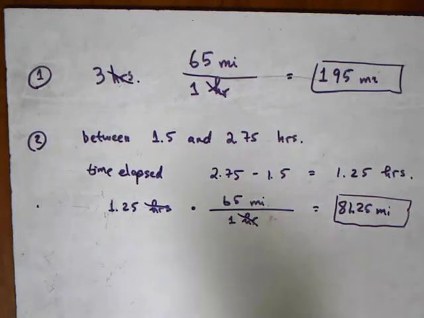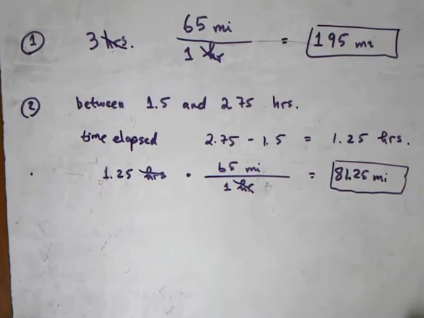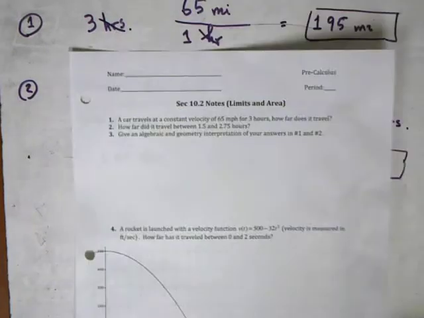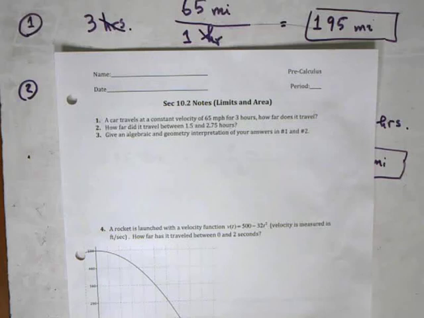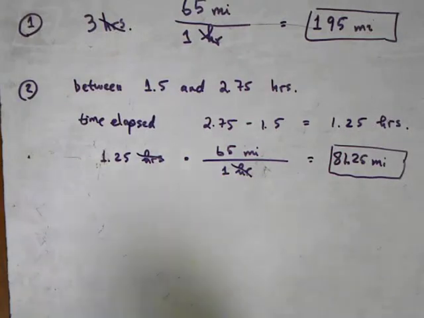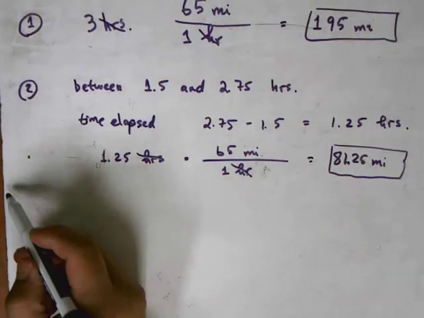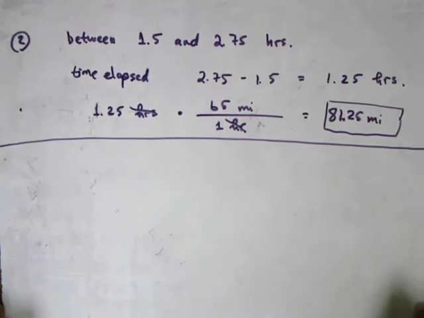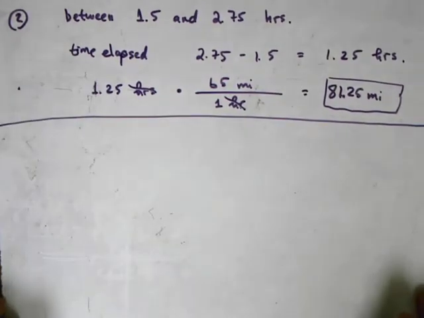So hopefully these two problems are just review for you from what you've previously learned, probably in Algebra 1 or maybe even in pre-algebra. What we want to do today is really look at number 3. Give an algebraic and geometric interpretation of your answers in number 1 and 2. One of the main ideas in calculus, and I have to remind you this is a calculus lesson, is how we make a connection between the algebraic and the geometric.